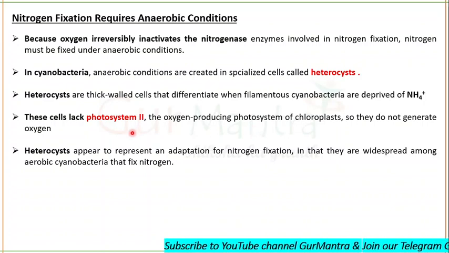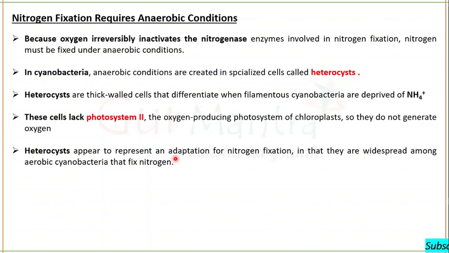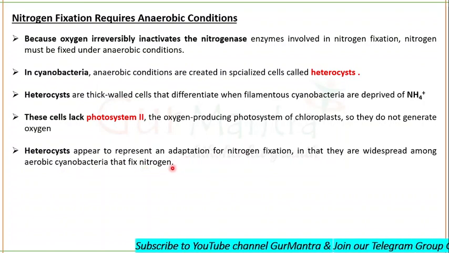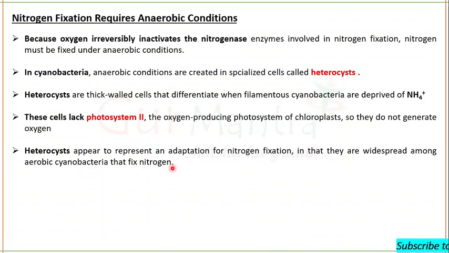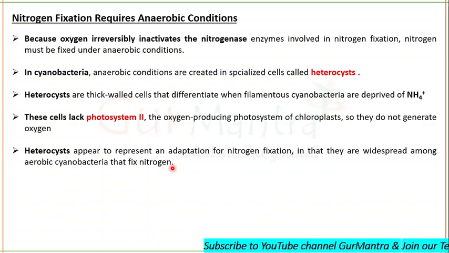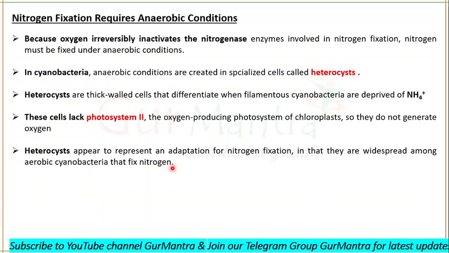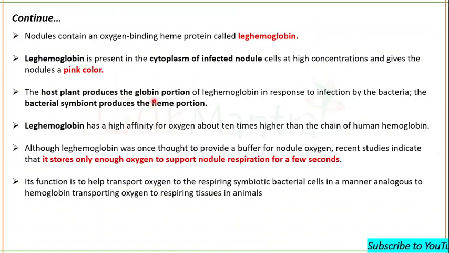So we can say that heterocysts appear to represent an adaptation for nitrogen fixation, in that they are widespread among aerobic cyanobacteria that fix nitrogen. So the formation of heterocysts in the cyanobacteria is an adaptation for the fixing of nitrogen. We can see a number of heterocysts formed in aerobic cyanobacteria which are fixing nitrogen. Clear? Okay.